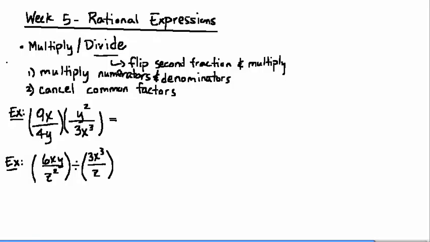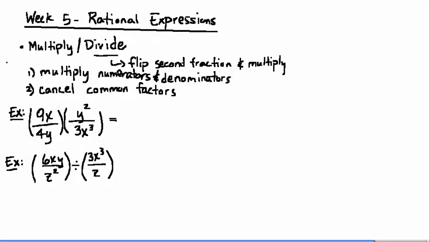When we multiply and divide rational expressions, the steps are very similar to simplifying rational expressions. When you're multiplying, what you want to do is multiply your two numerators together and multiply your two denominators together. And if there's any factoring that can be done, you want to do that as well. But then after you multiply the numerators and denominators, you want to cancel any common factors that you have. In other words, you're dividing.